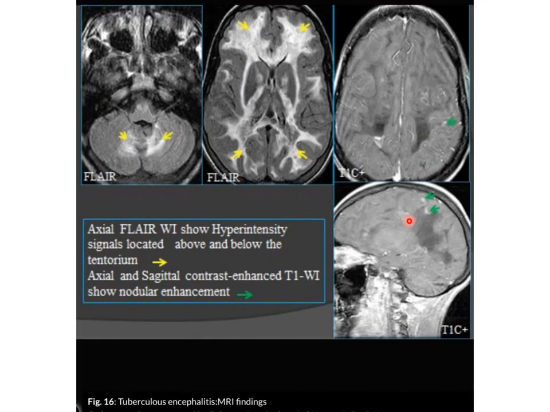Another feature is encephalitis. We see abnormal signal in the white matter, and in T1 enhanced there is nodular enhancement in the white matter. This is a type of encephalitis.